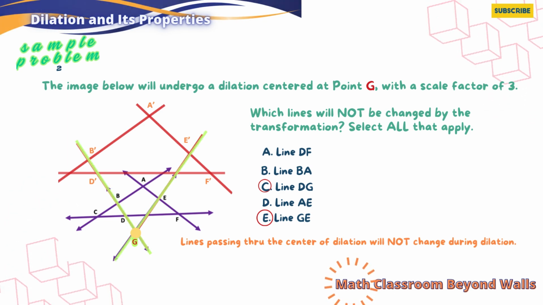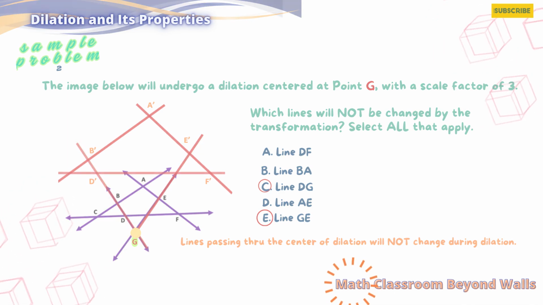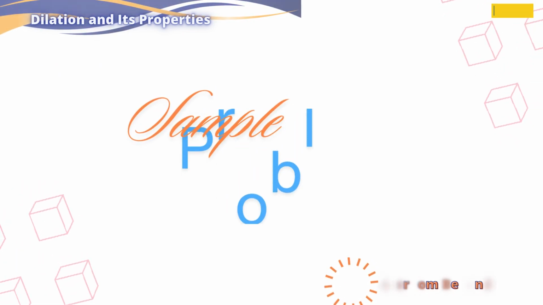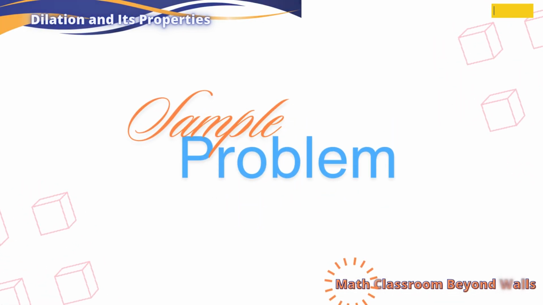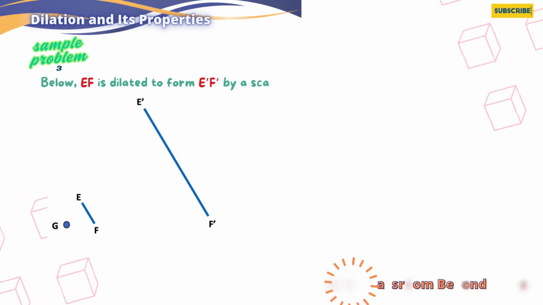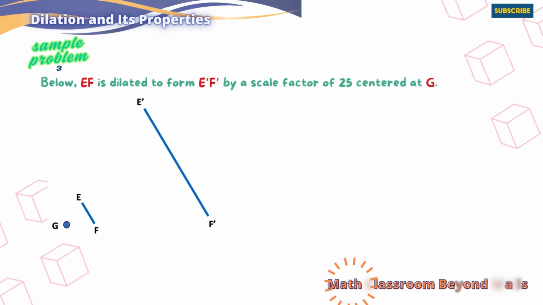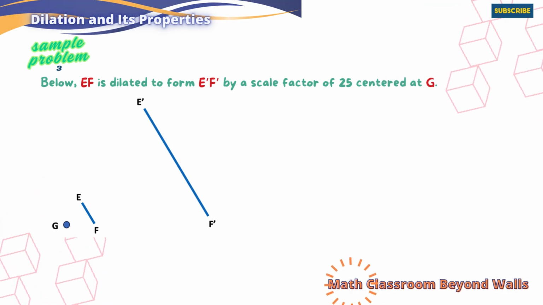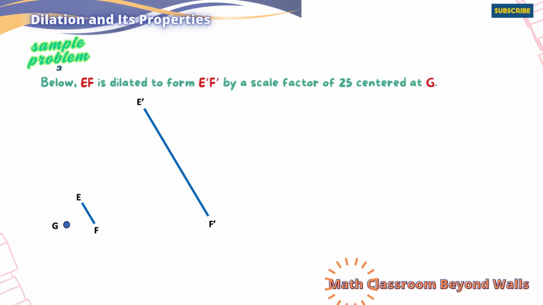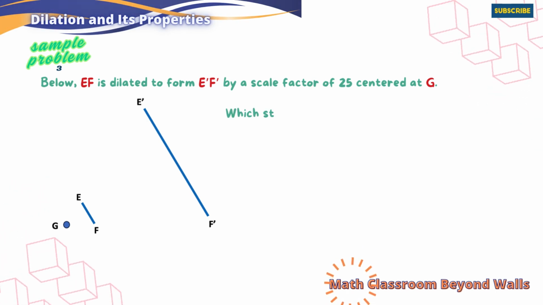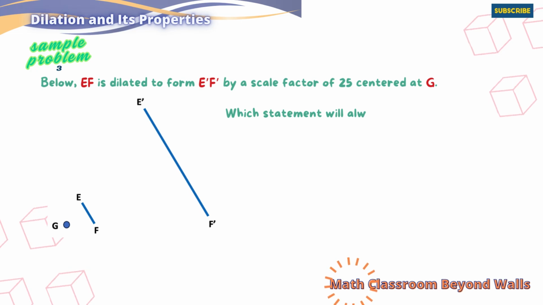Okay, so I hope you're able to follow it, learners. We move on to sample problem 3. Here's the problem. Below, EF is dilated to form E prime F prime by a scale factor of 25 centered at G. A figure is given. Which statement will always be true?